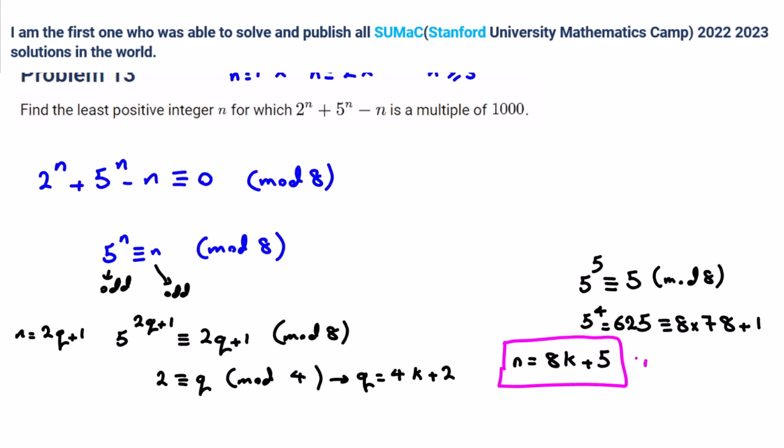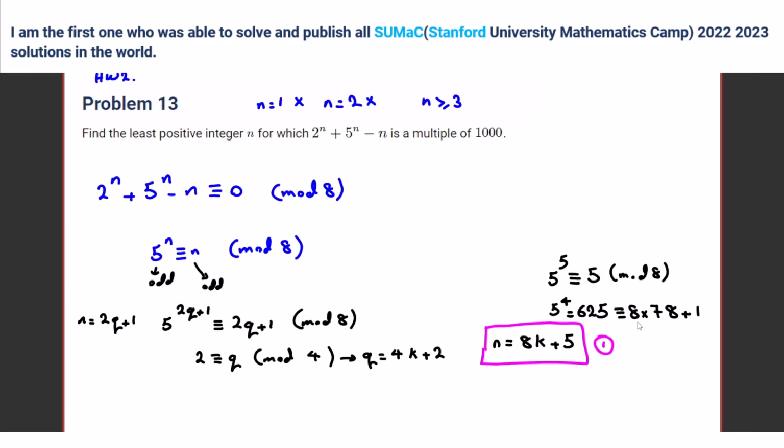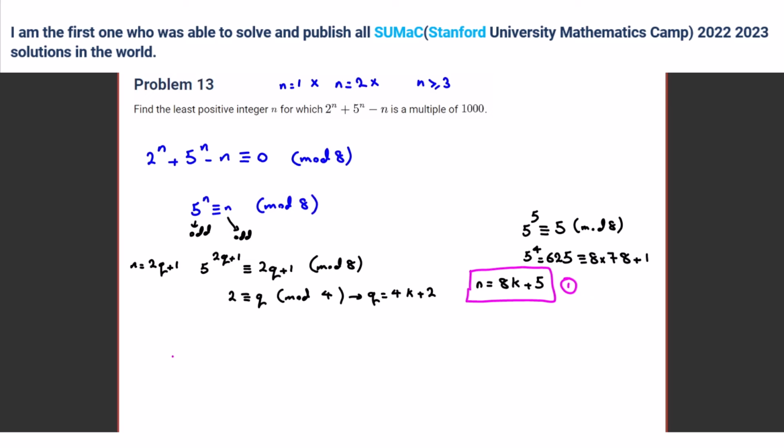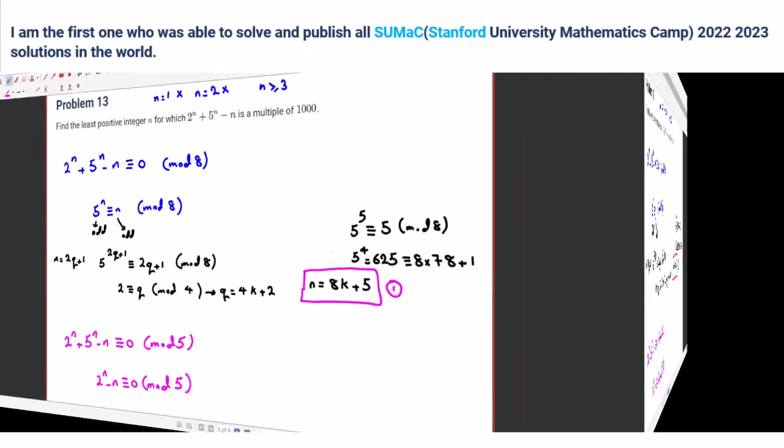Okay. Now we should focus on 125. But 125 is hard to check first. So instead of 125, we should check what first? 5. Exactly. So 2^n + 5^n - n ≡ 0 mod 5, okay? We can ignore what? 5^n. Yeah, so 2^n - n is 0 mod 5. Now only focus on this one and reach something like this, okay? For example, n is 4q plus 3, something like this. 7q plus 2. Try.